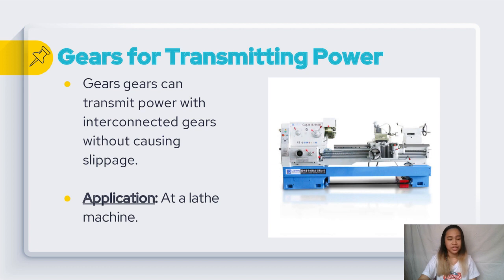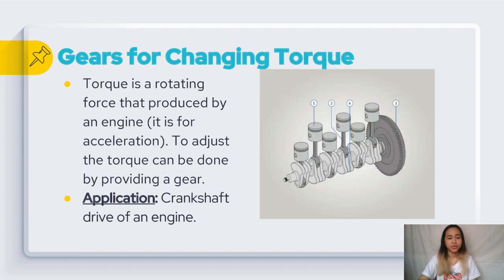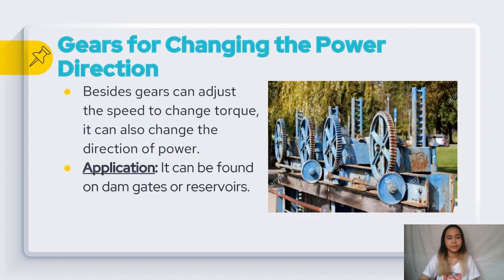Application: at a lathe machine. A lathe is a machine tool that rotates a workpiece about an axis of rotation to perform various operations such as cutting, sanding, knurling, and drilling. Gears for changing torque. Torque is rotating force that is produced by an engine. It is for acceleration. To adjust the torque can be done by providing a gear. Application: crankshaft drive of an engine.